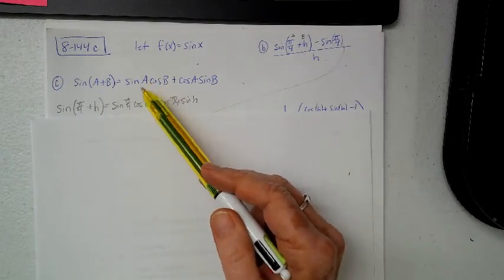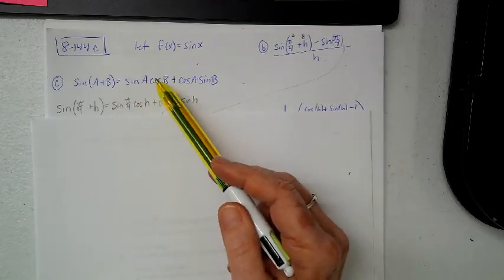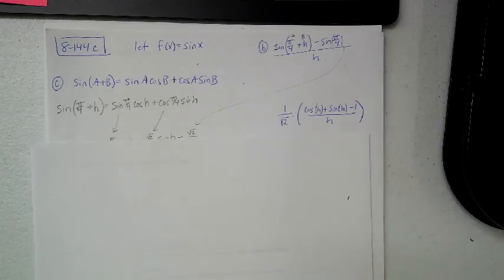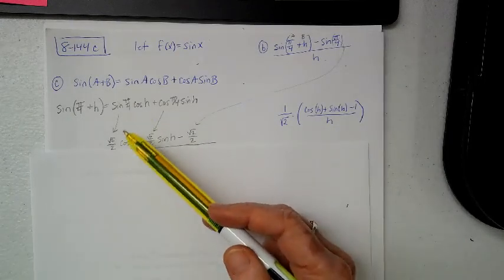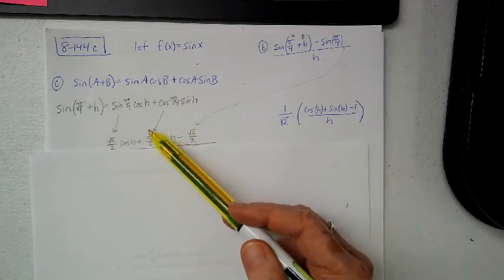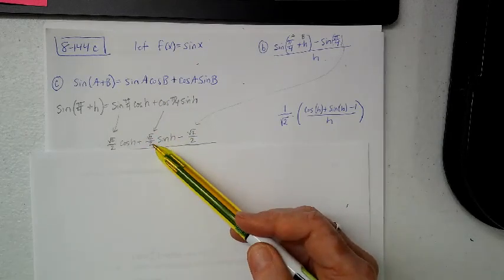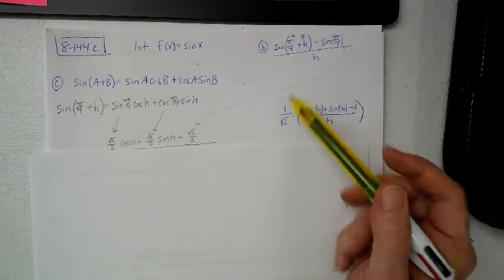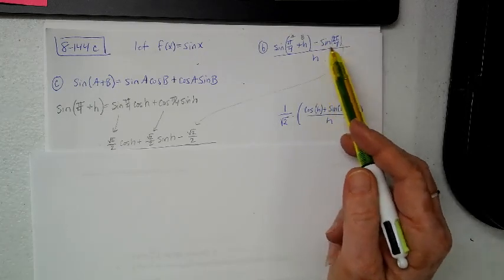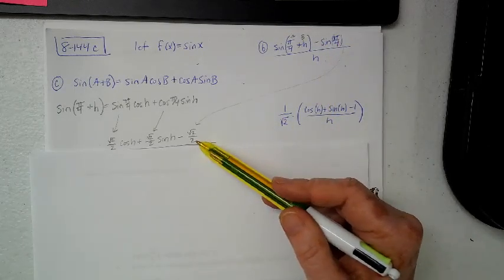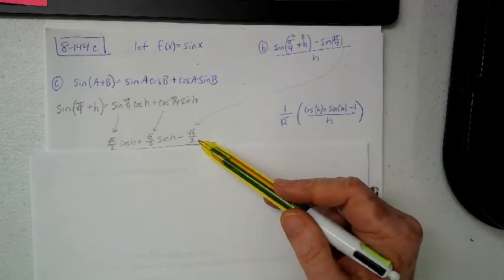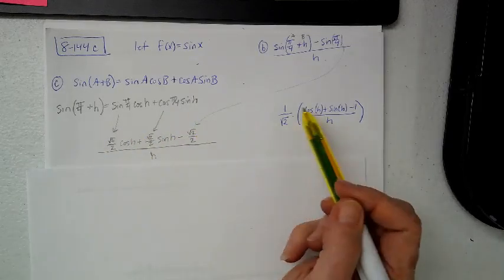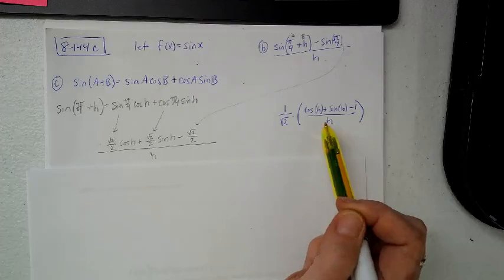So if A is pi over 4, sine of pi over 4 is just root 2 over 2. And then I get cosine h, and cosine pi over 4 is also root 2 over 2. So I plugged those in. There's my cosine h, there's my plus sign, there's my cosine pi over 4, root 2 over 2, sine h, and then I remember it was minus sine pi over 4, so I put my negative sine pi over 4, because sine pi over 4 is root 2 over 2 also, and then that's all over h. And so I'm supposed to make this thing look like that. That's what they asked us to do.